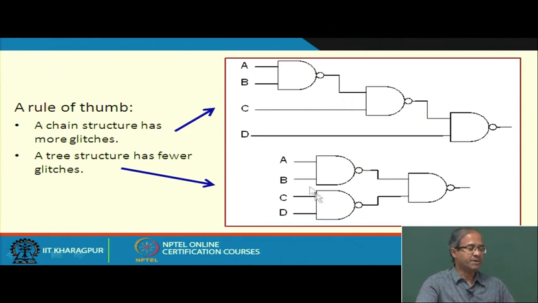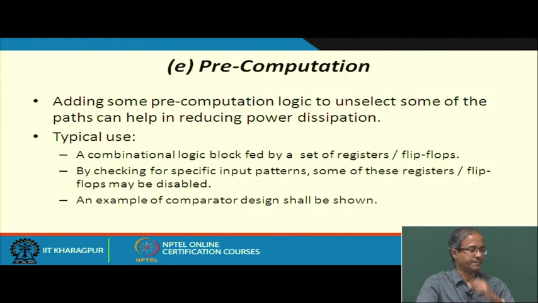But if you implement the same circuit as a balanced tree structure, this will have fewer glitches. So, even without a formal glitch analysis, you can analyze the circuit in terms of its topology, the structure, and you can say that if we can structure it in a way where it is like a balanced tree, glitches will be less in number, right. Okay.